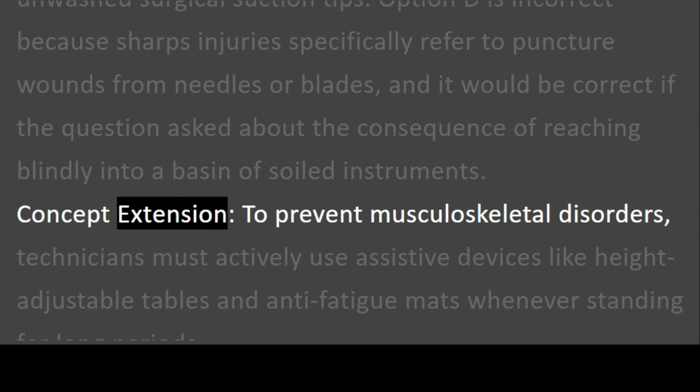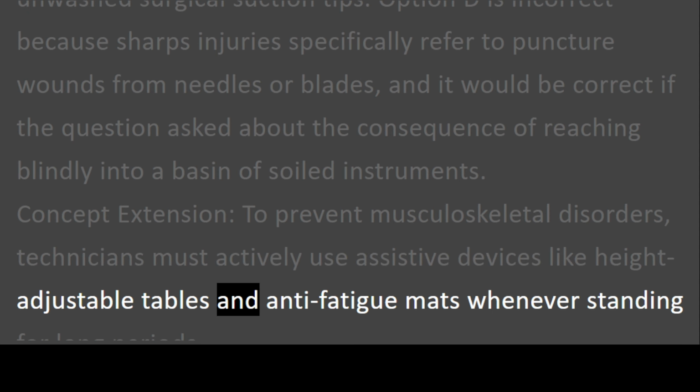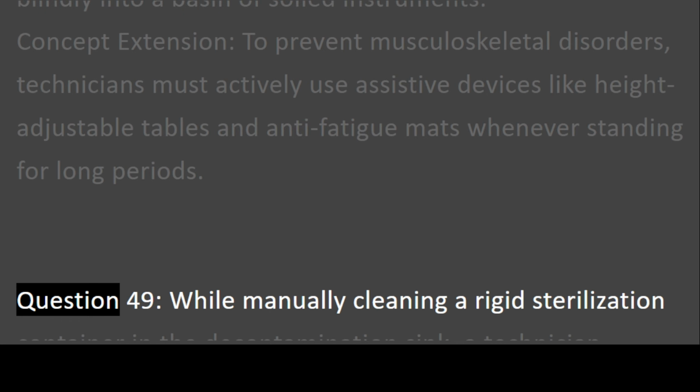Concept extension: to prevent musculoskeletal disorders, technicians must actively use assistive devices like height-adjustable tables and anti-fatigue mats whenever standing for long periods. Question 49.